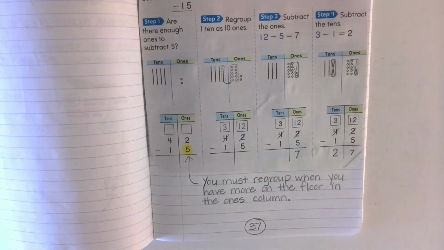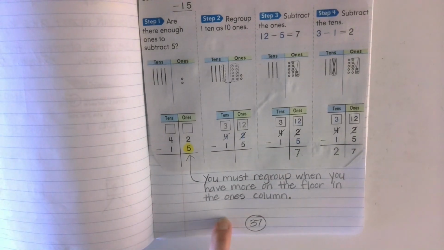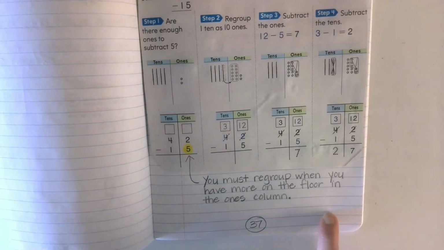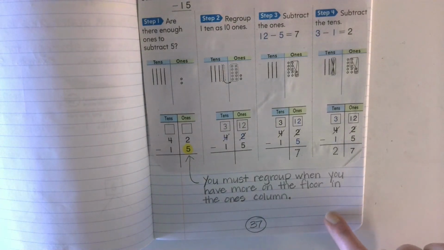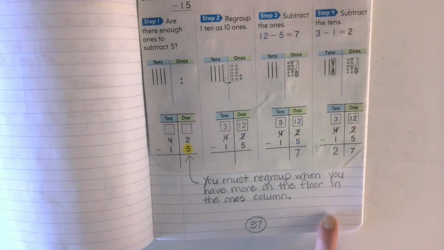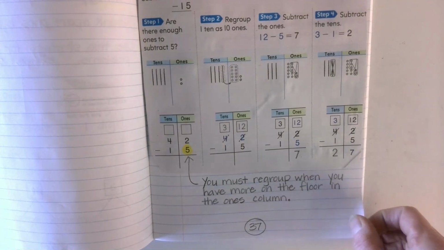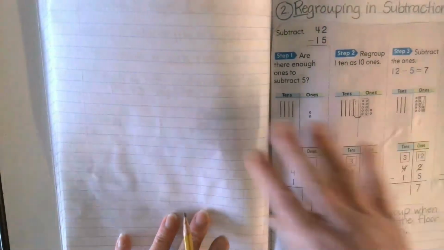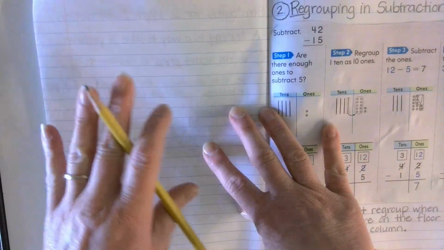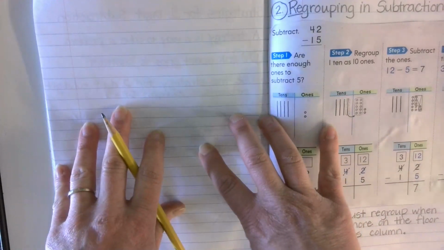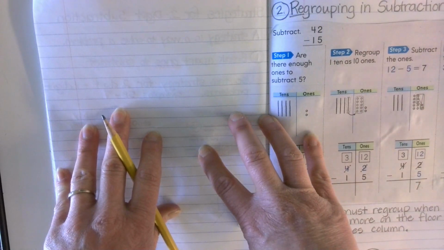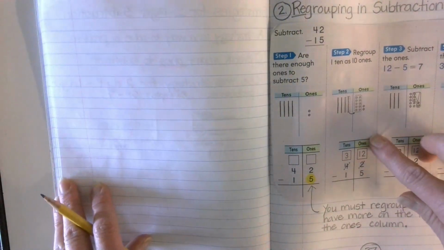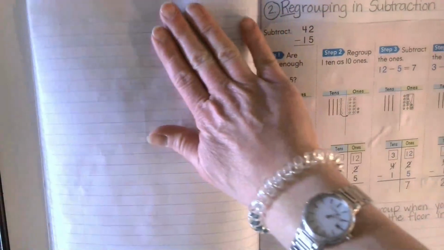So remember, if there's more on the floor, you've got to go next door. And we don't have room to write that on this page, but we're going to write it over here. And it's not going to fit on this video, so you're going to have to write it yourself, okay? When there's more on the floor, you've got to go next door. So write that here.